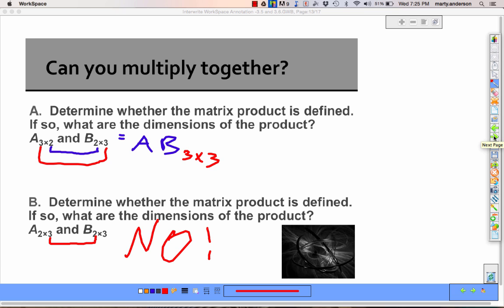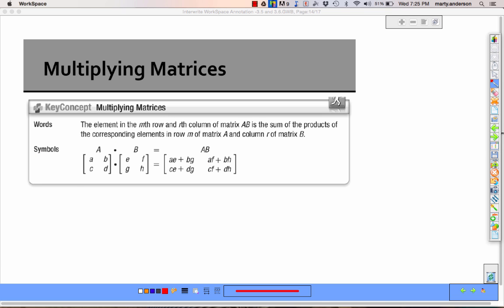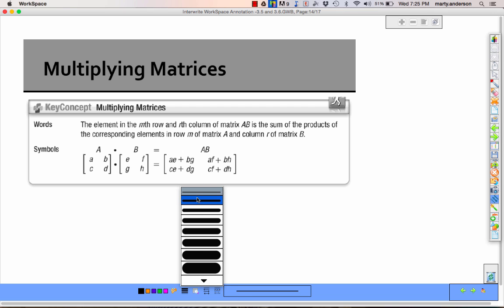So what does matrix multiplication look like? Funny you should ask. Multiplying matrices. The element of the mth row in the rth column of matrix AB is the sum of the products of the corresponding elements in row M of matrix A and column R of matrix B. Oh my gosh! Let's put that into some better terms here, shall we?